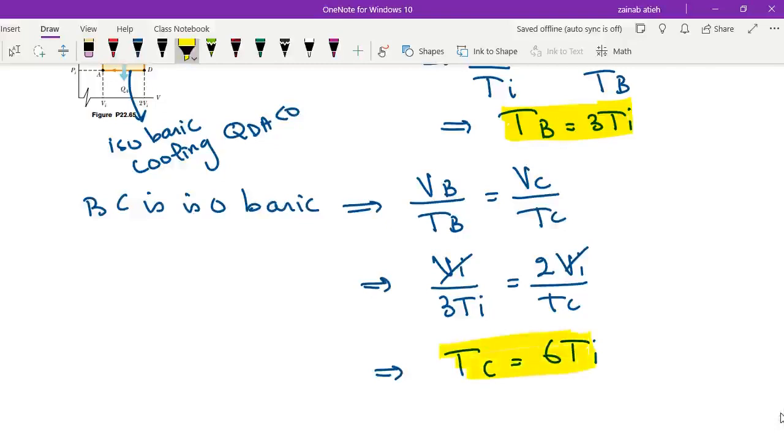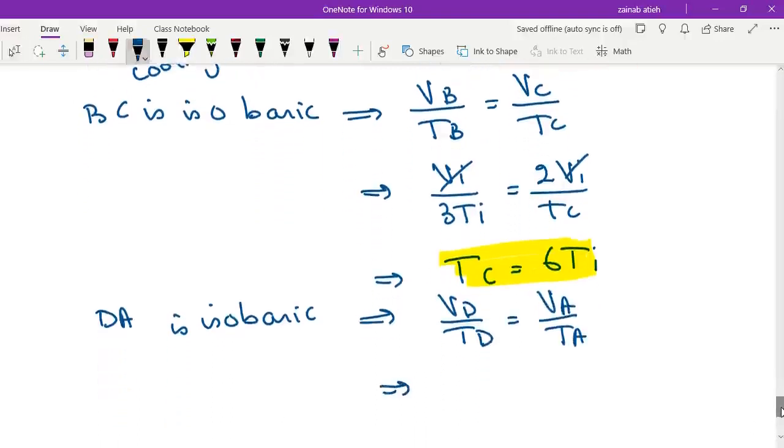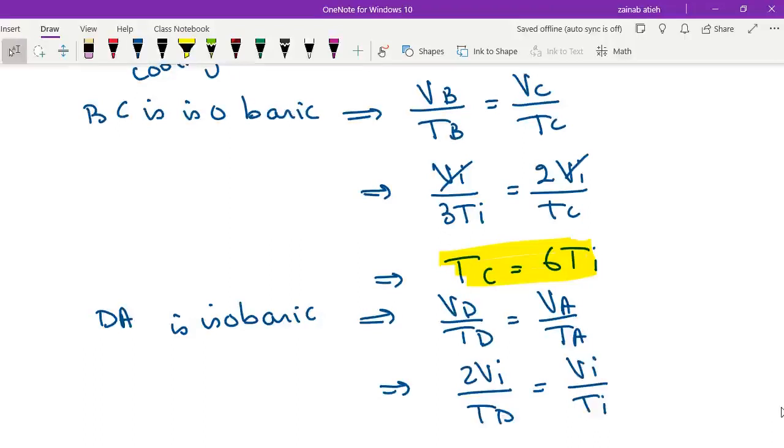What remains is to find D. You can either use CD or DA, anyone you like. I'm going to use DA. So DA is isobaric. Similarly, I'm going to use Charles method, which says that VD over TD equals VA over TA. This implies, from the graph, VD is 2VI, TD I'm searching for it, and VA is VI, TA is TI. V with V are cancelled. So we will get TD equals 2TI. So now we've got our T's everywhere. Now we can start with the first part.